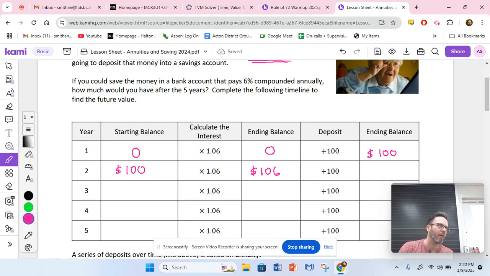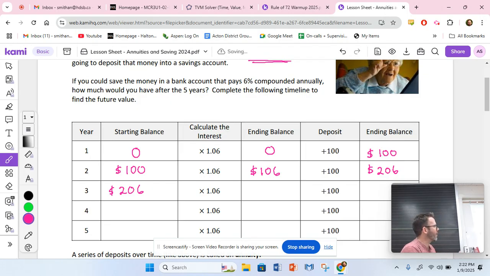But here's the new thing. Instead of that initial 100 just getting interest, we're now going to add on another 100 in the middle of this 5 years. So add on another $100. We now have $206. And now in year three, we have $206 to get this interest.